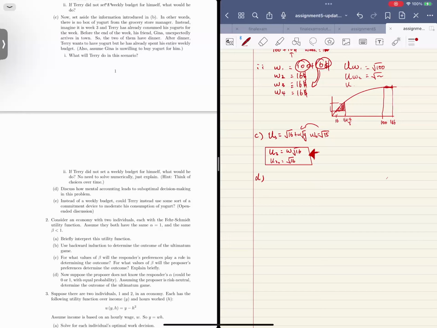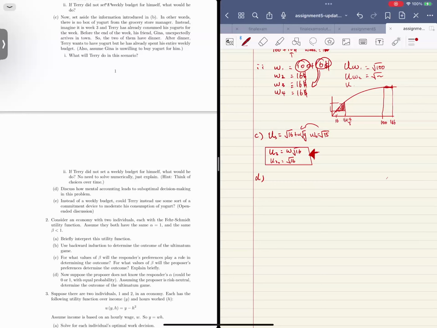Yeah, just think about a commitment device. Like a yogurt subscription, perhaps. Yeah, something like that. Does that make sense?